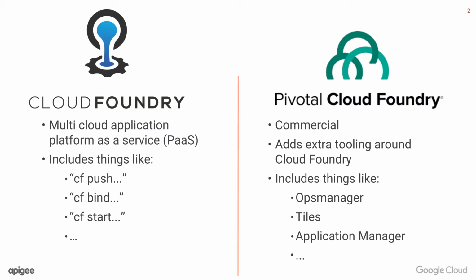Pivotal Cloud Foundry is a commercial wrapper around Cloud Foundry. What this means is it adds extra tooling around Cloud Foundry, with things like the Ops Manager, which allows you to control your Cloud Foundry deployment, tiles, which allow you to add services to your Cloud Foundry deployment, and the Application Manager, which helps you deploy and manage your applications into Cloud Foundry.